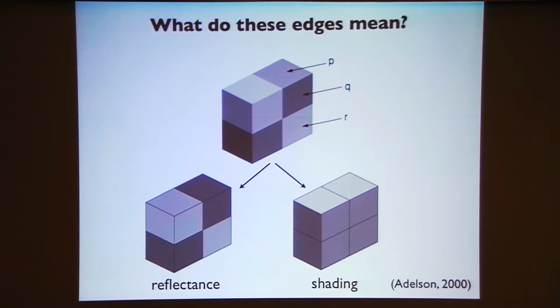Yet these two edges mean completely different things, right? This edge between Q and R corresponds to a change in reflectance. This edge between P and Q corresponds to a change in geometry, or the three-dimensional shape of the object. There's yet a third type of edge in this image, which is the edge between the object and the background, right? It's obviously different contrast, but nevertheless, it's a very similar kind of edge.